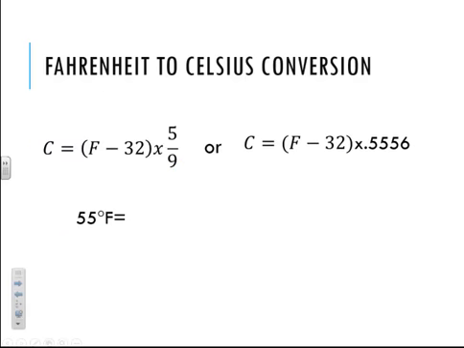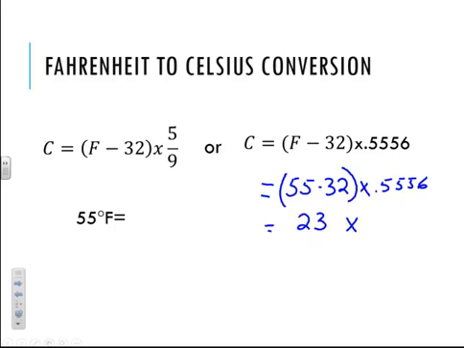And then finally, for our last problem, we're going to convert 55 degrees Fahrenheit. So 55 minus 32 times 0.556. If you want to try these on your own, you can stop the video, give it a shot, and then see what your answer is. 55 minus 32 is 23 times 0.5556. The answer to that is 12.7788. And we're going to round that to 12.8 because we'll look at the 7.